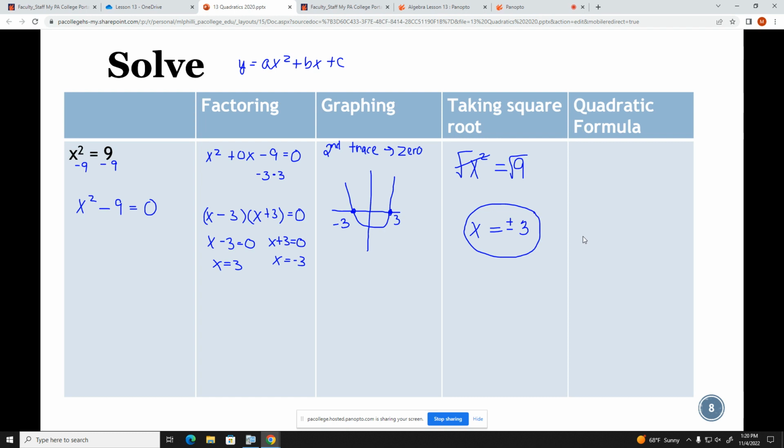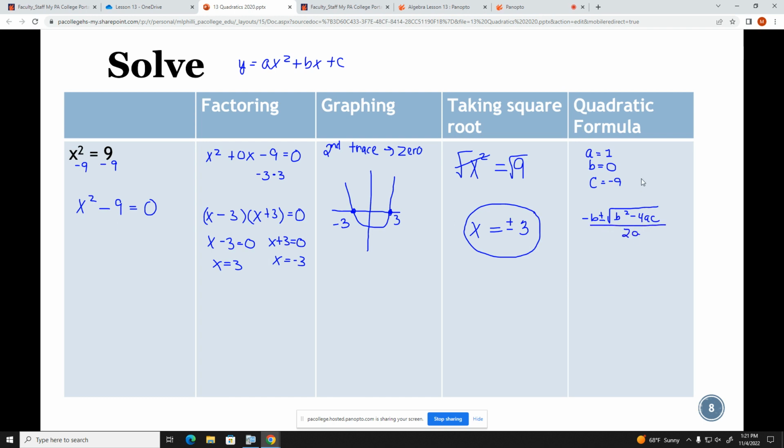Finally, we have the quadratic formula. And the quadratic formula, again, needs our equation to be in standard form, and we need to start by identifying our a, b, and c values. So our a is an unwritten 1, our b is 0 for the term we filled in, and our c is negative 9. The quadratic formula is the opposite of b plus or minus the square root of b squared minus 4ac all over 2a.